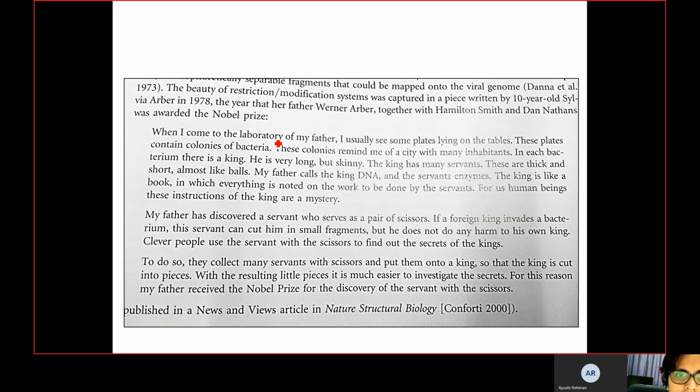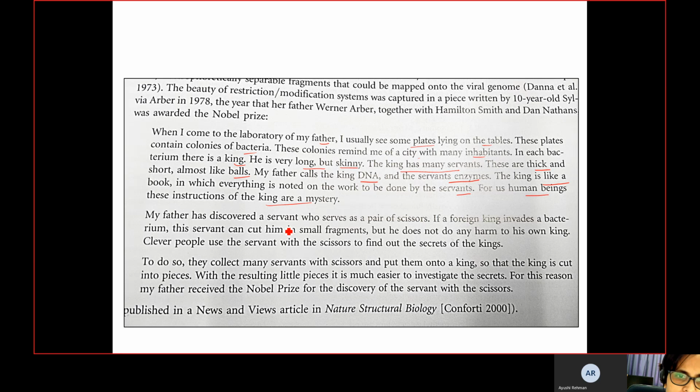Especially when I come to the laboratory of my father, I usually see some plates lying on the tables. These plates contain bacteria which remind me of a city with inhabitants. In each bacterium, there is a king which is very long and skinny. But the king has many servants. These servants are thick, short, and like balls. My father calls the king DNA and the servants enzymes. The king is like a book in which everything is noted on the work to be done by the servants. For us humans, these instructions of the king are a mystery.